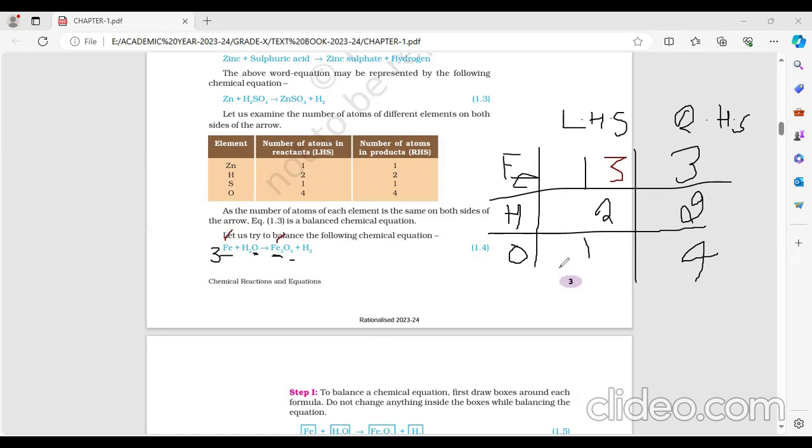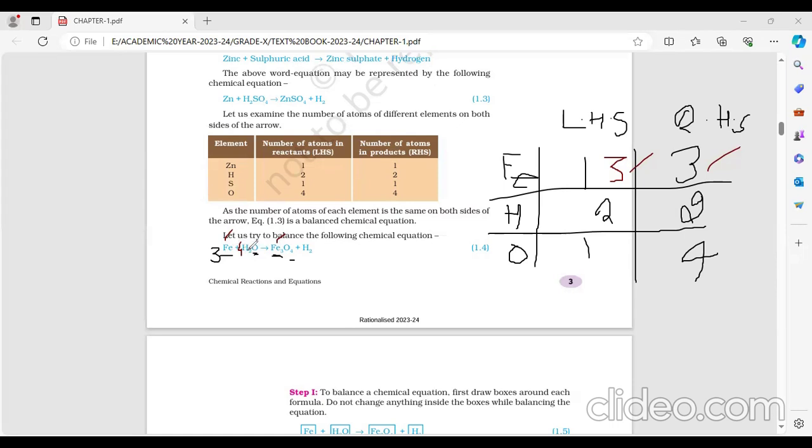Hydrogen is balanced. You need not change. Now we need to check for oxygen and balance it. So we should not keep 4 here, right? This is wrong. So where to keep 4? We should keep 4 in front of H2O. Now you check once again. Left iron how many? Left hand side 3, right hand side 3, balanced. Now what about the next one, hydrogen? How many hydrogen? You tell me here.